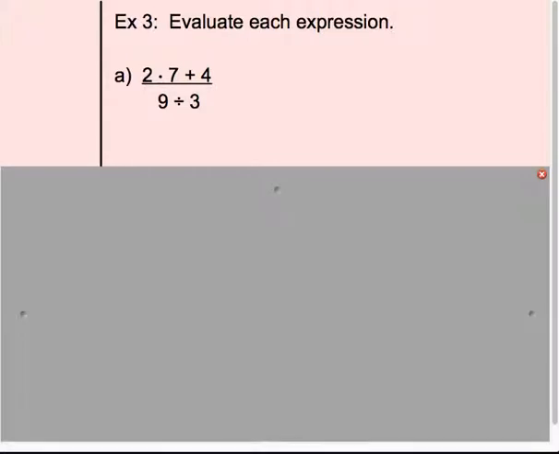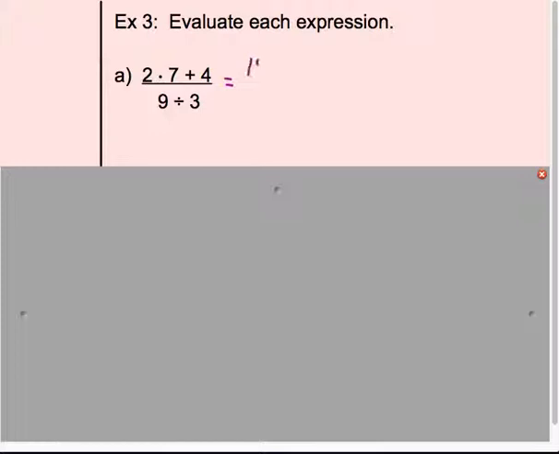Evaluate each expression. So a little bit more practice, maybe a little bit more challenging order of operation problems. First step is grouping symbols. My fraction bar acts like a grouping symbol. What that means is I will simplify my numerator and simplify my denominator, and the very last thing that I will do is divide. So in my numerator, I've got my multiplication.